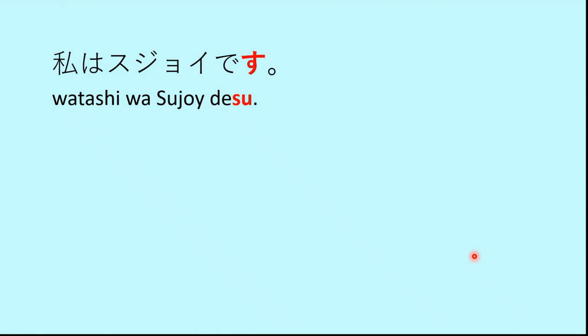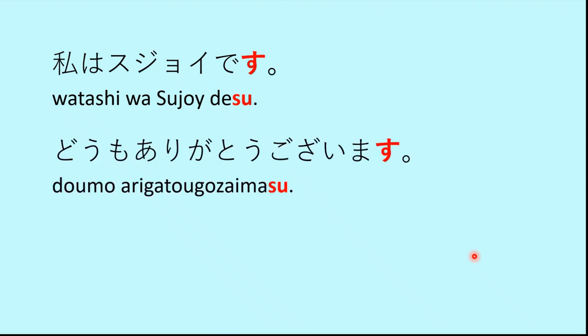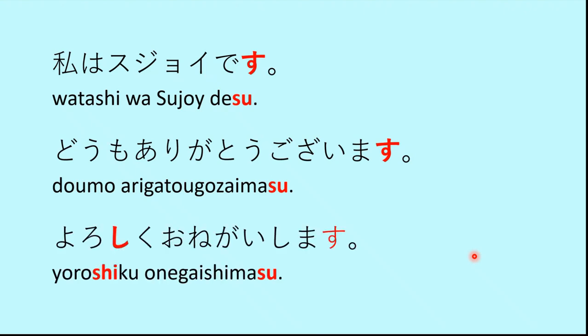Friends, let us take the case of this simple sentence. Watashi wa Sujoy desu. Let's take one more. Domo arigatou gozaimasu. And one more. Yoroshiku onegai shimasu. In all of this, have you noticed my pronunciation of the red marked sounds? Watashi wa Sujoy desu. Domo arigatou gozaimasu. Yoroshiku onegai shimasu. So, you might have noticed that the vowels have been devoiced in each of these.